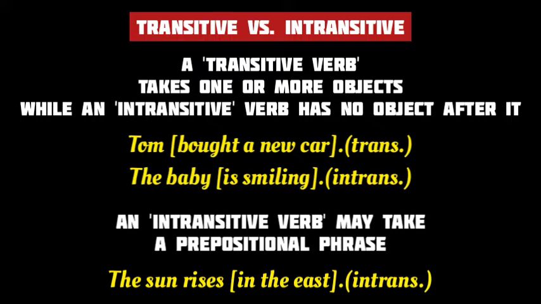But sometimes an intransitive verb may be followed by a prepositional phrase in a sentence. For example, the sun rises in the east. In this sentence, the verb rises is intransitive because it has no object, but it's followed by the prepositional phrase in the east, which is serving as an adverbial phrase here and not an object.